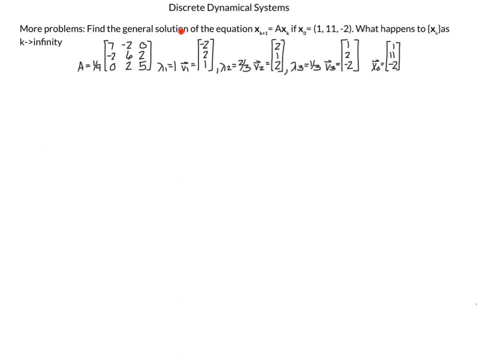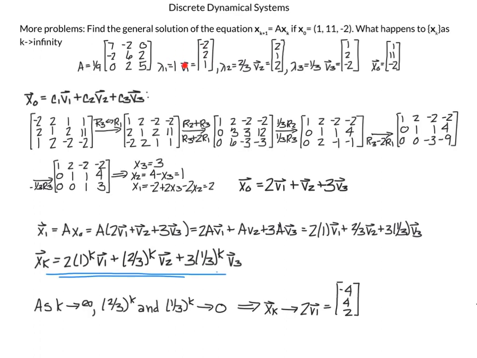We are given that the first eigenvalue is 1 with corresponding eigenvector negative 2, 2, 1. The second eigenvalue is equal to 2/3 with corresponding eigenvector 2, 1, 2. And the third eigenvalue is 1/3 with corresponding eigenvector 1, 2, negative 2. And again, our x0, our starting point, is 1, 11, negative 2.